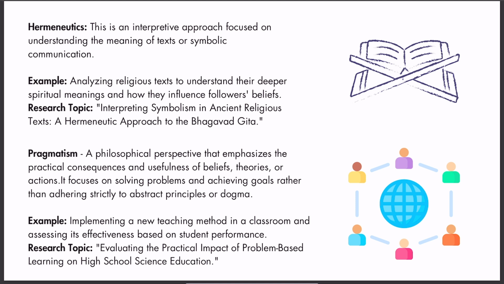Next, we have hermeneutics. It is an interpretive approach focused on understanding the meaning of text or symbolic communication. For example, analyzing a religious text to understand its deeper spiritual meaning and how it influences followers' beliefs. A research topic could be interpreting symbolism in ancient religious texts, or a hermeneutic approach to the Bhagavad Gita. So through text, through symbols, you're trying to interpret it.